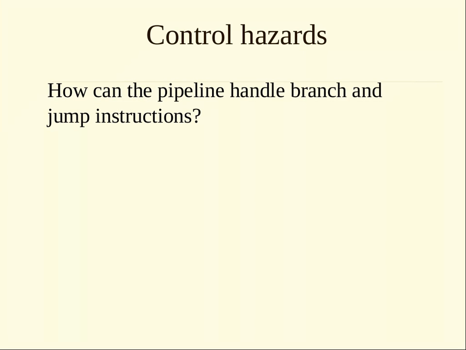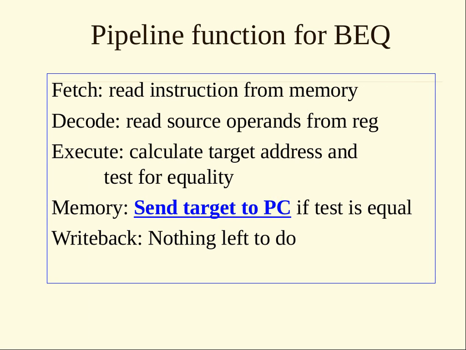How can the pipeline handle branch and jumps instructions? What could we do about that? Nothing? Nothing. Well, let's see what's going on.